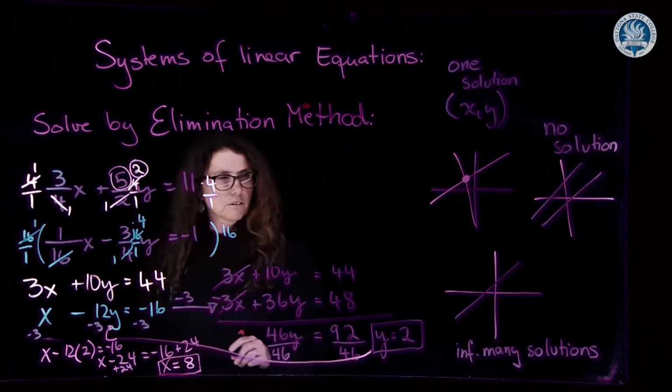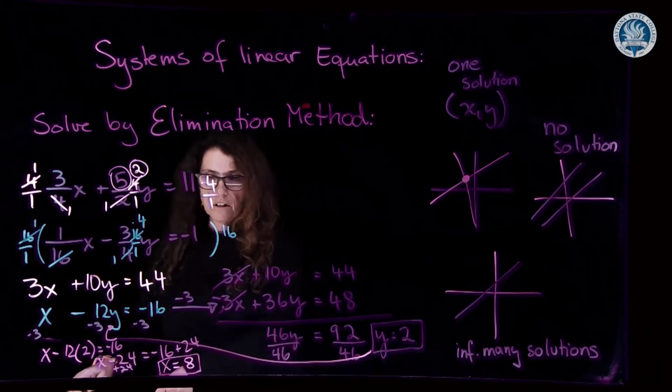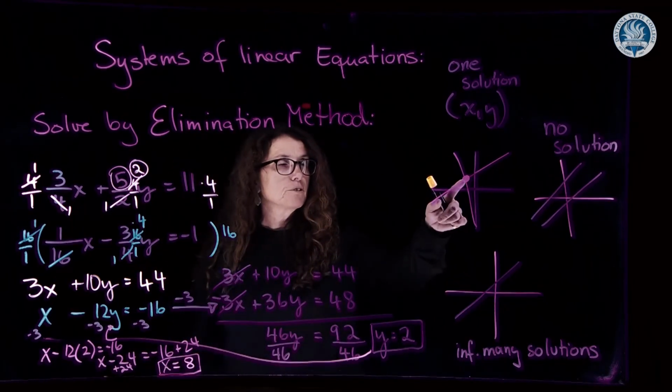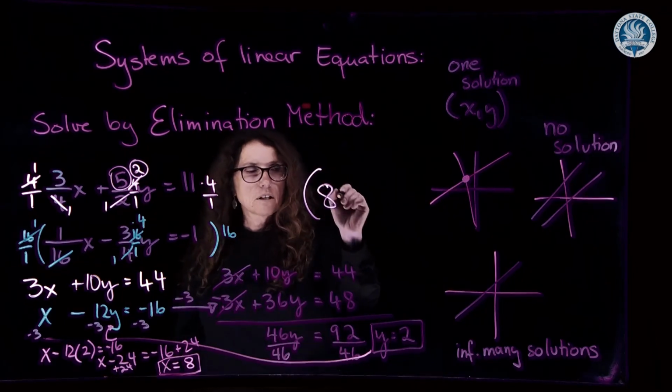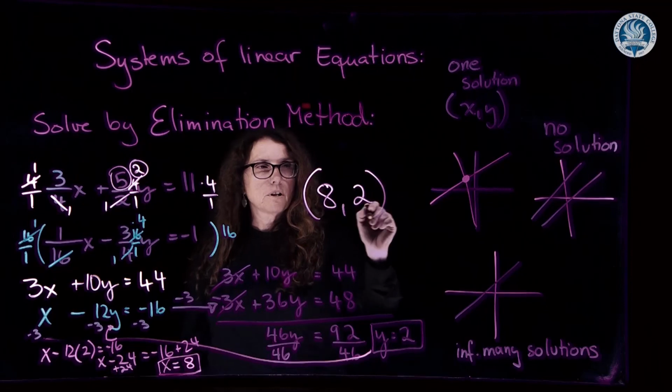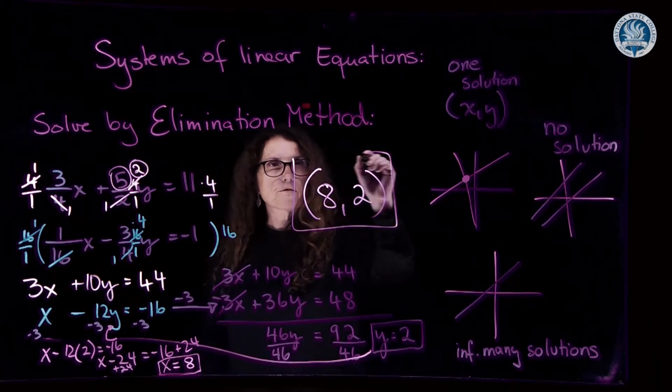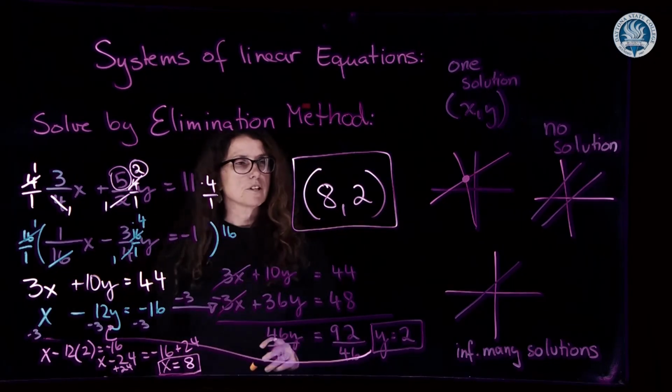Beautiful. Here you go. Our ordered pair, in this case, they do intersect at one point, is 8, 2. This was our fraction system of equations.